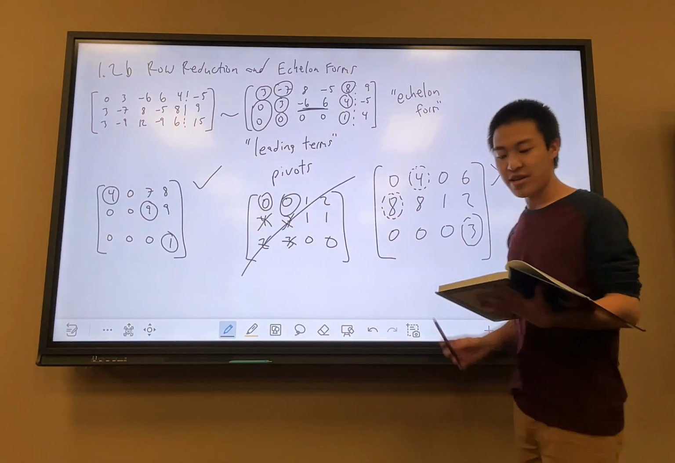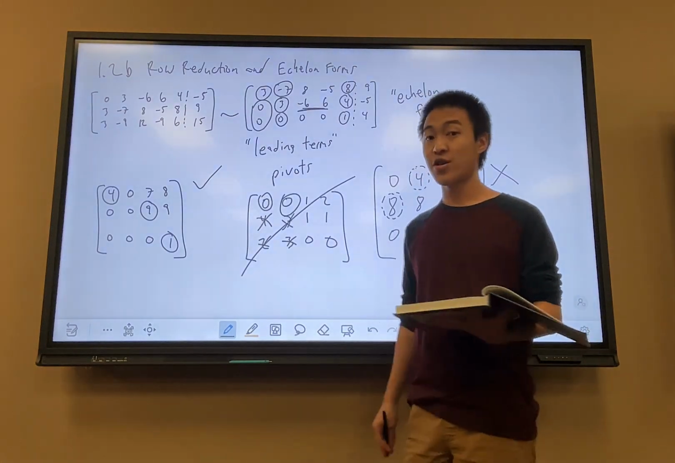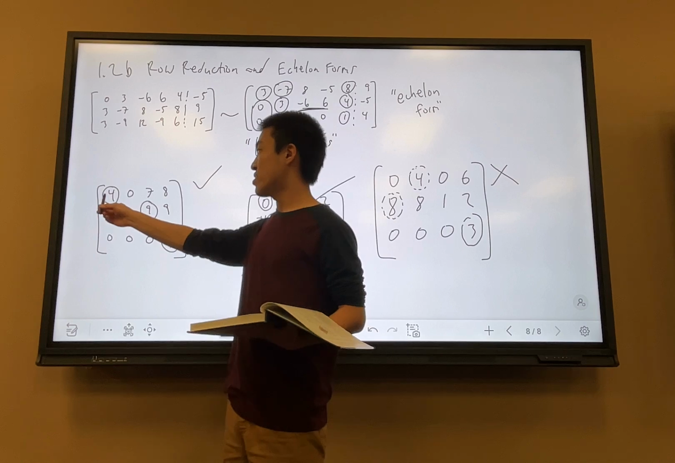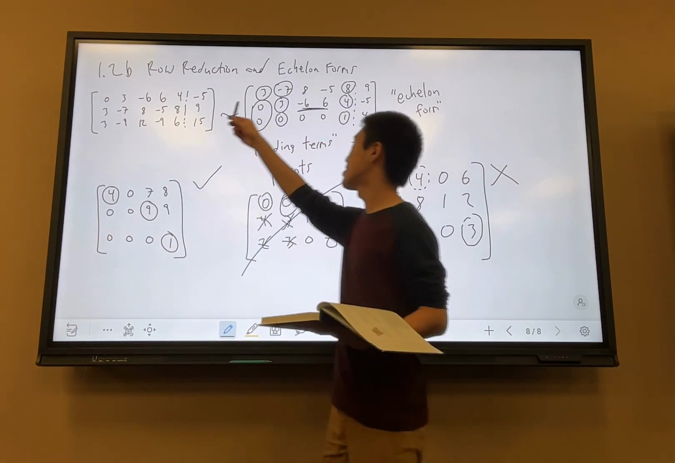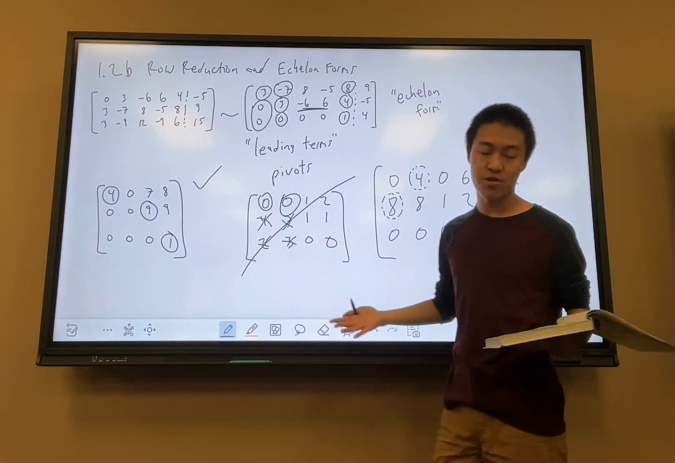And then lastly, all entries in a column below a leading entry are zeros. Okay, so that's what we found here. Here's a leading entry. Below it is zeros. Same thing up here. All the entries below a leading entry are 0, unless of course you're on the bottom row.